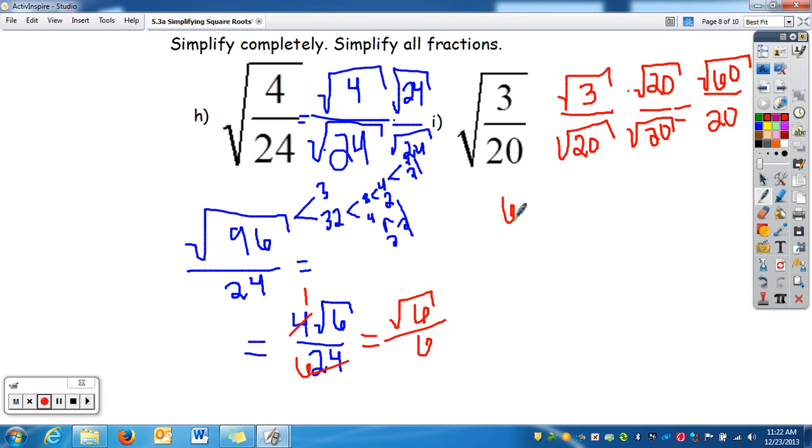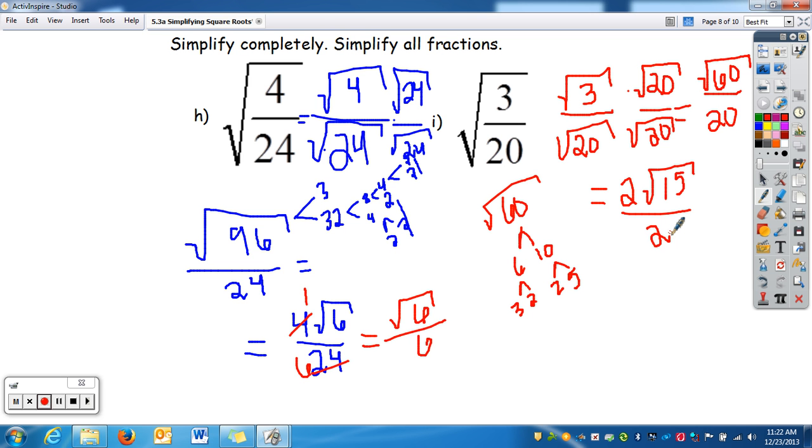Alright, so root 60 I'm going to do over here, breaks down to 6 and 10, 3 and 2, 2 and 5. Alright, so you have a pair of 2's, which is 2 square root of 15 over 20. Well, this breaks down into 1 and 10. So I get square root of 15 over 10. That's my final answer.